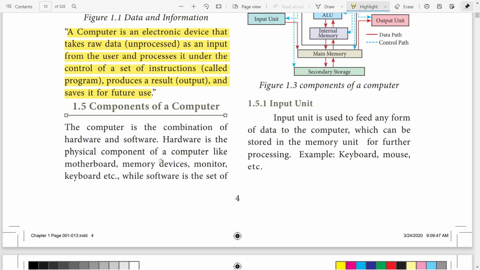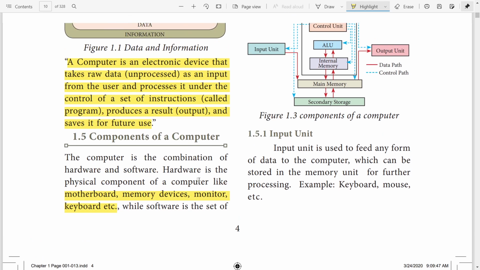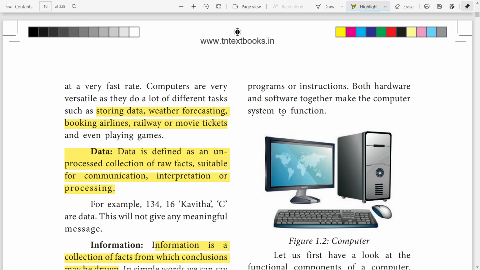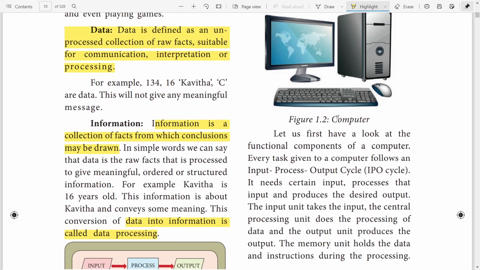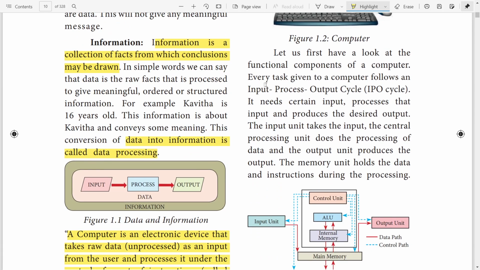Hardware is a physical component of a computer, like the motherboard. Hardware means motherboard, memory device, monitor, keyboard, etc. While software is a set of instructions or programs, both hardware and software together make a computer system function. Every task in a computer follows the input, process, output cycle.